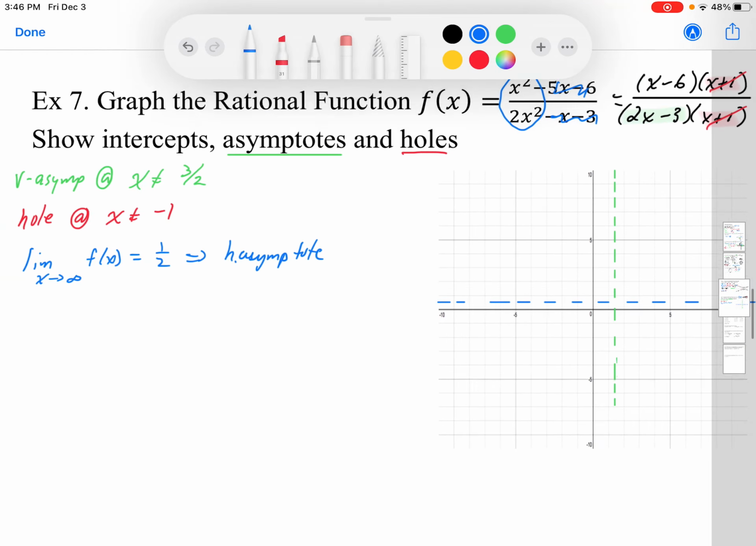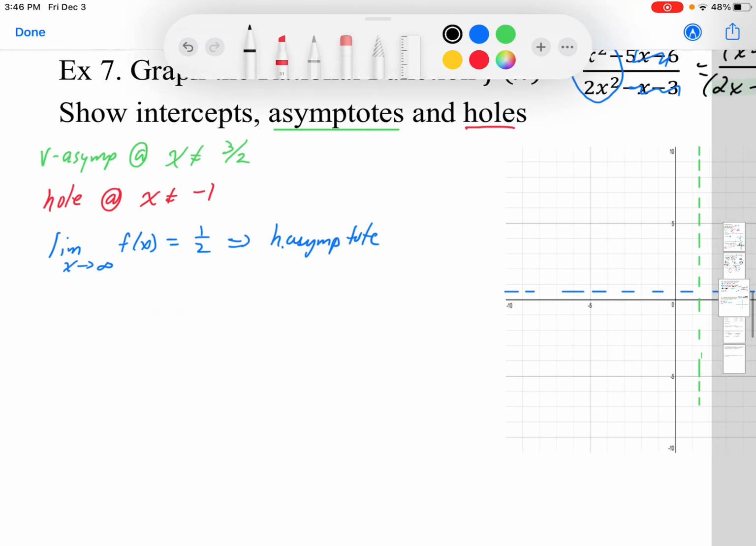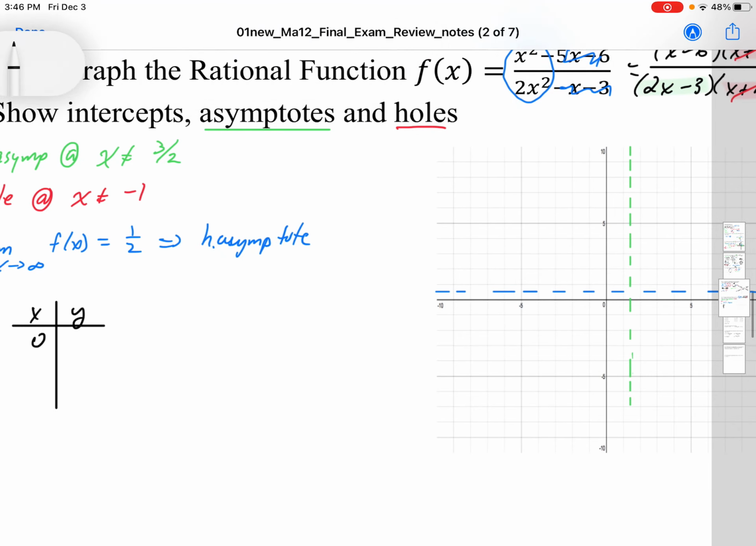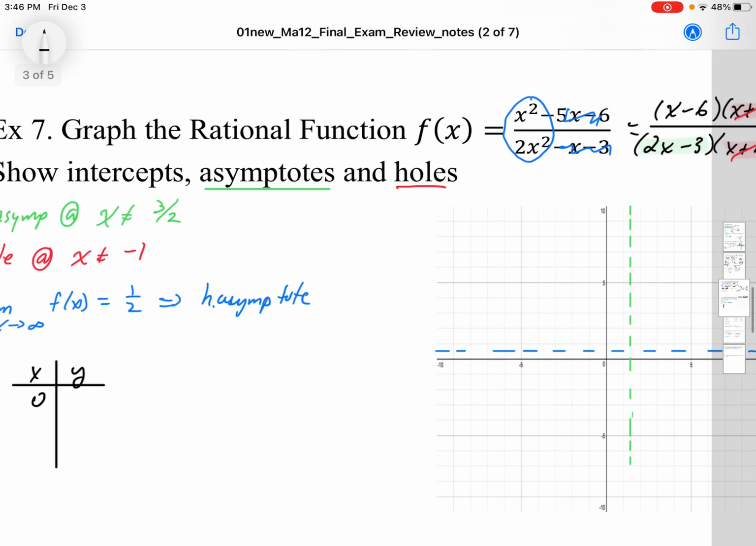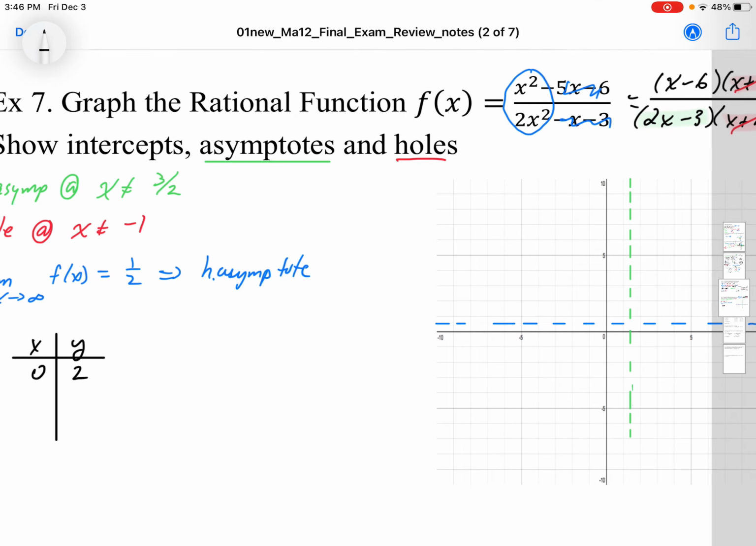So I need to find intercepts now. My y-intercept is when x is 0. So I'm just going to do a little table of values here. When I plug x equals 0 into this expression, I get negative 6 over negative 3. Well, that's going to be positive 2. So I end up with a point at positive 2.